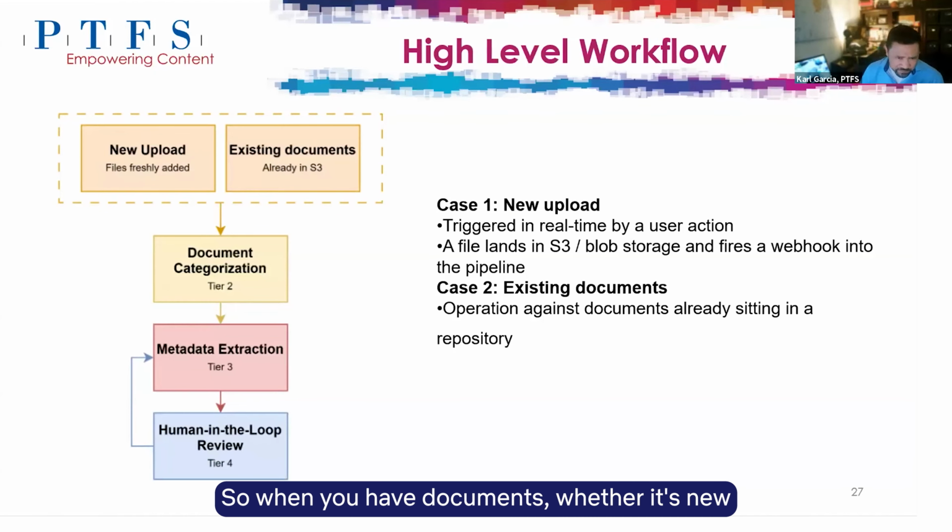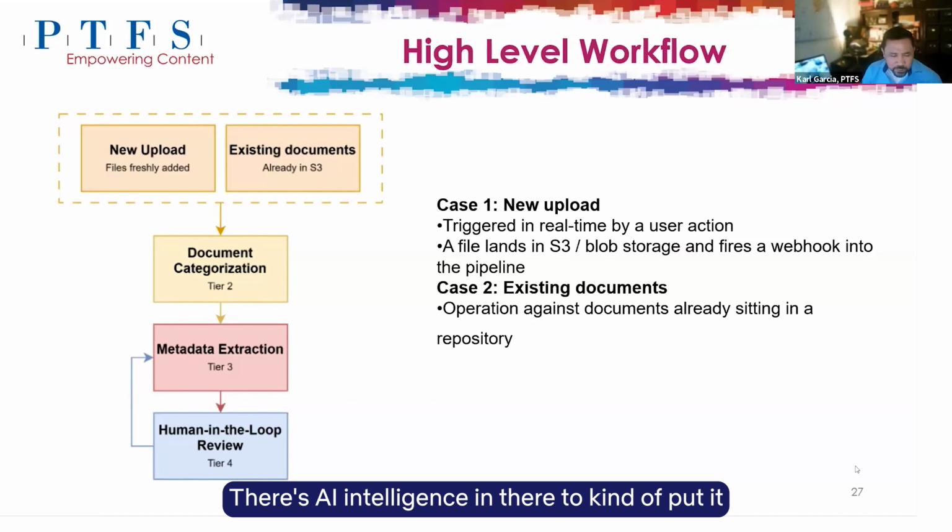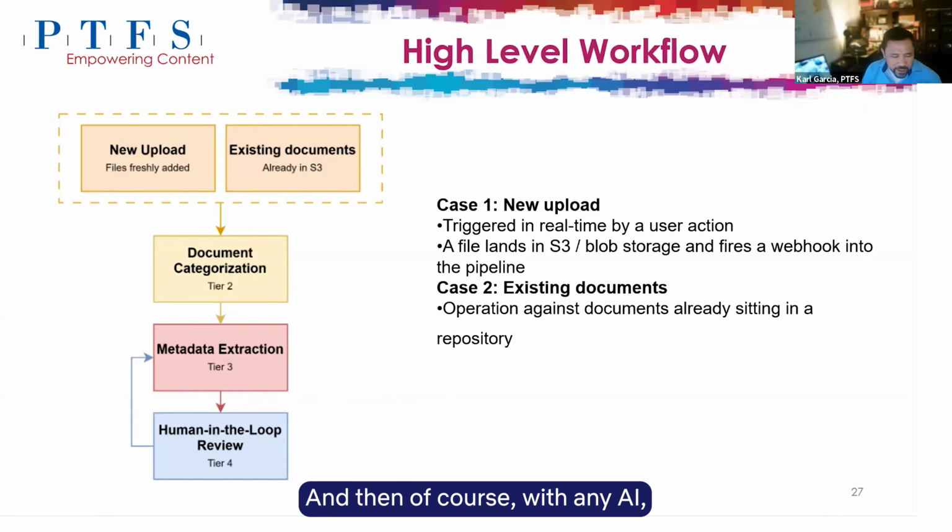When you have documents, whether new or existing, in this case perhaps an AWS S3 bucket, after that gets ingested and OCR'd, we categorize it. That's a very common use case. We extract the metadata from that. There's AI intelligence in there to put it in the right metadata information fields. And then, of course, with any AI, you want a human in the loop to review.